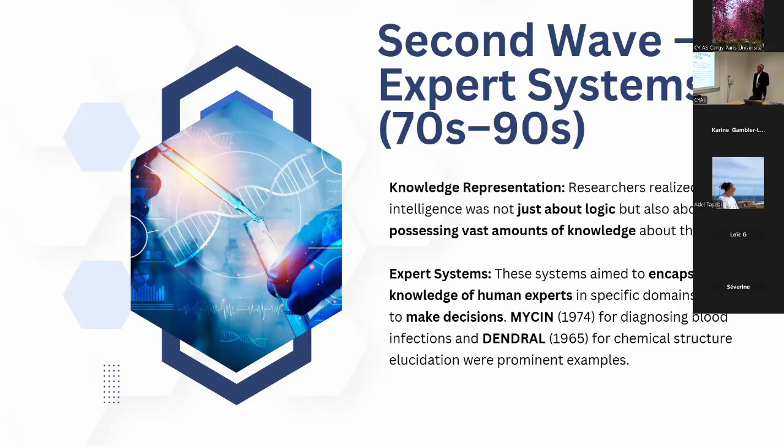So expert systems, the idea was to encapsulate the knowledge of humans and then use specific domains to make decisions. There was one called MYCIN in 74 for diagnosis of blood infections, and another called Dendral for chemical structure elucidation. So those are two examples. The idea was you pack in rules coming from experts, and you ask the software to process and come up with new concepts. That was the idea at that time. But the seed of processing vast amounts of knowledge was already there in the 70s.